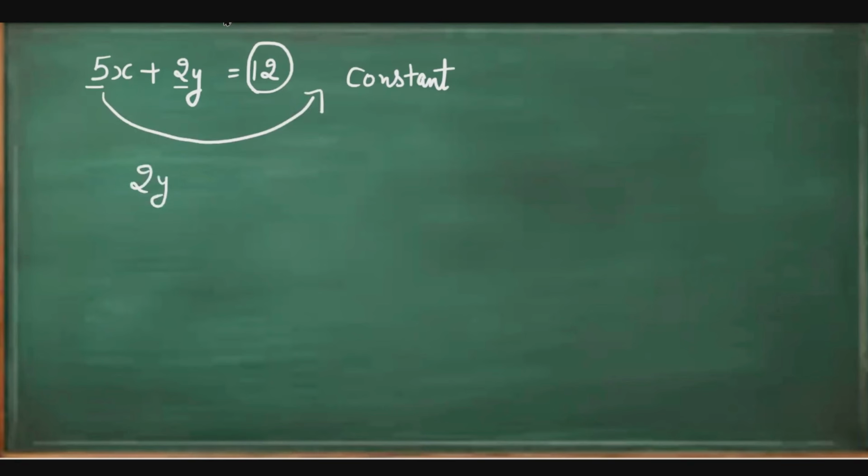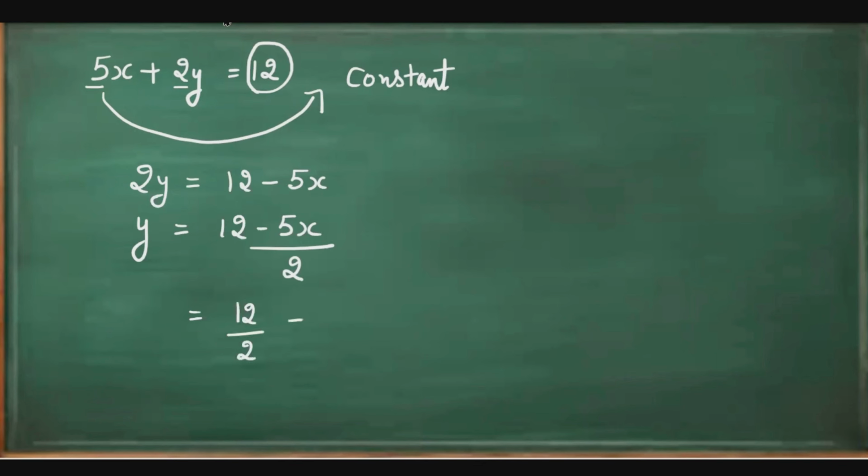So we'll get here 2y is equals to 12 minus 5x. Y is equals to 12 minus 5x over 2, which is equals to 12 over 2 minus 5x over 2, which is equals to 6 minus 5 by 2 x. Now here we have to consider the values of x which are multiple of 2. So here who will decide what values of x can be? The denominator place.